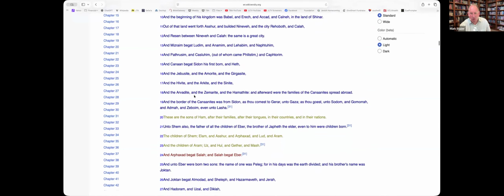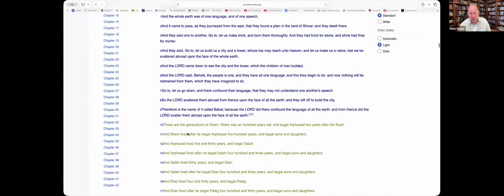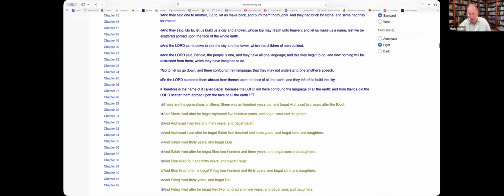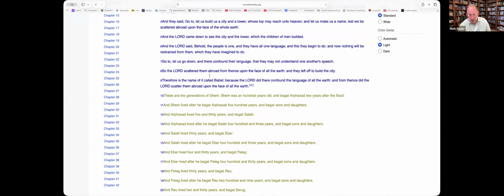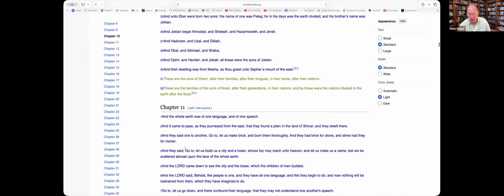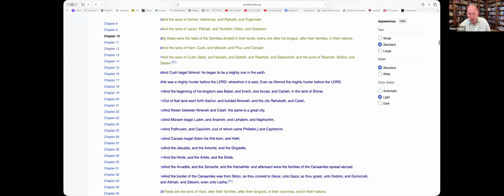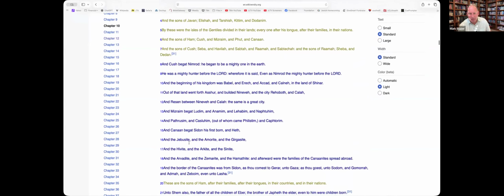So it's going to go back and forth between the J author in blue and the P author, who gives us details of how old people are and who begot whom, but not these little mini stories.